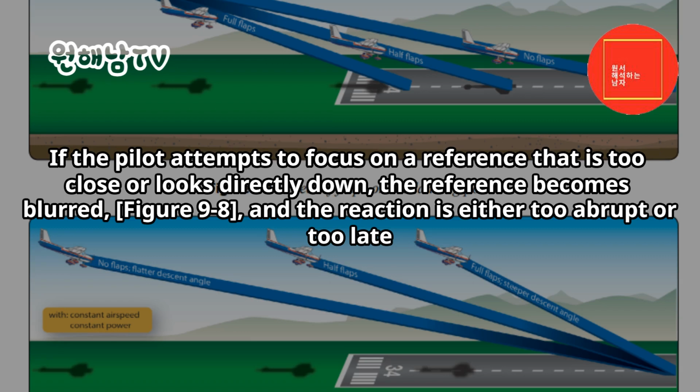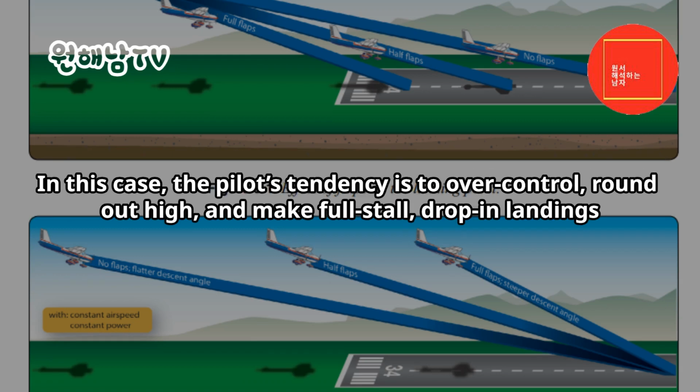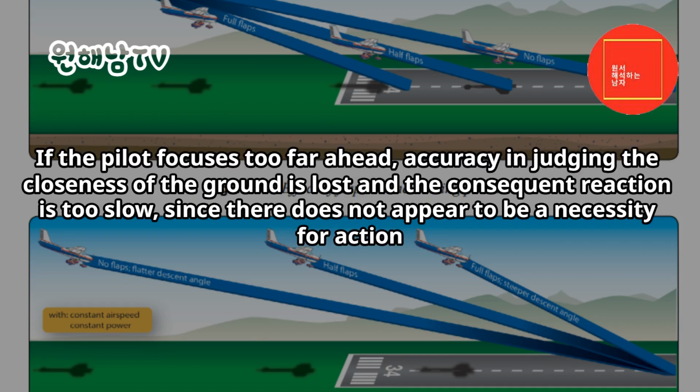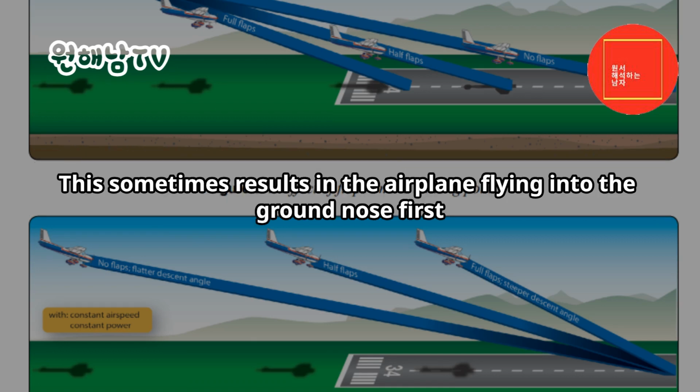If the pilot attempts to focus on a reference that is too close or looks directly down, the reference becomes blurred (Figure 9-8), and the reaction is either too abrupt or too late. In this case, the pilot's tendency is to over-control, round out high, and make full stall, drop-in landings. If the pilot focuses too far ahead, accuracy in judging the closeness of the ground is lost, and the consequent reaction is too slow, since there does not appear to be a necessity for action. This sometimes results in the airplane flying into the ground nose first.